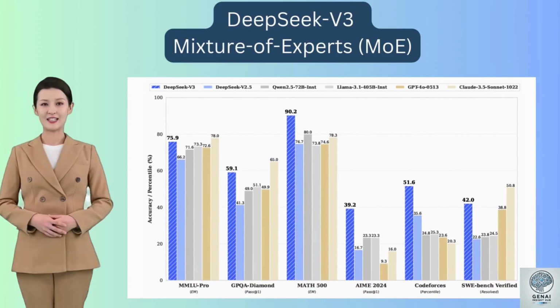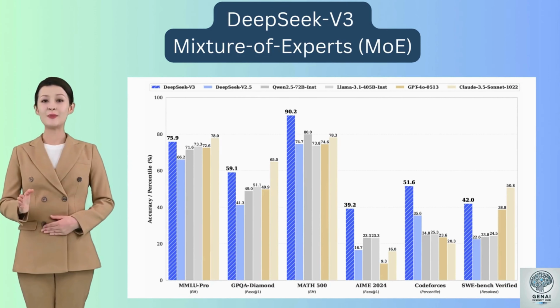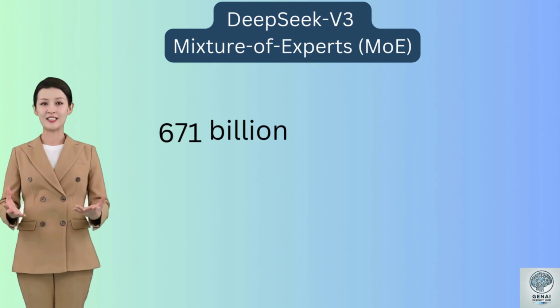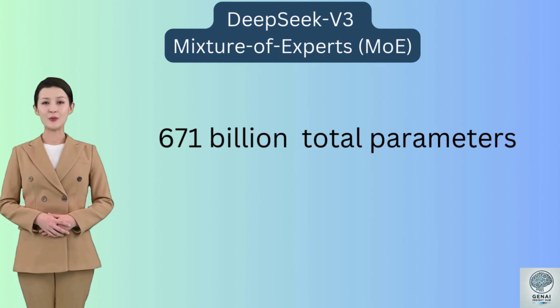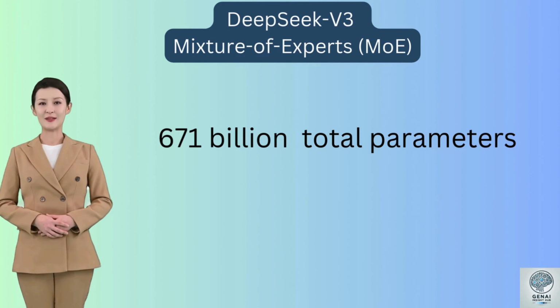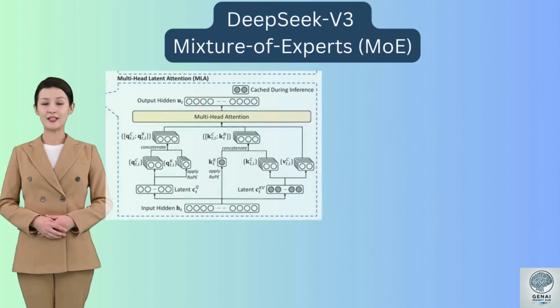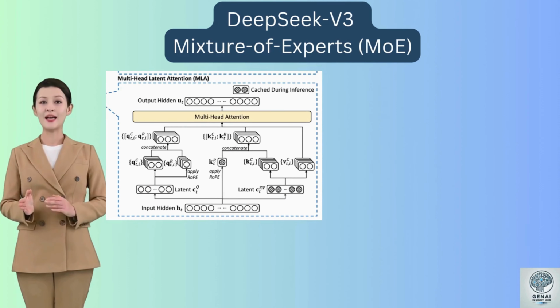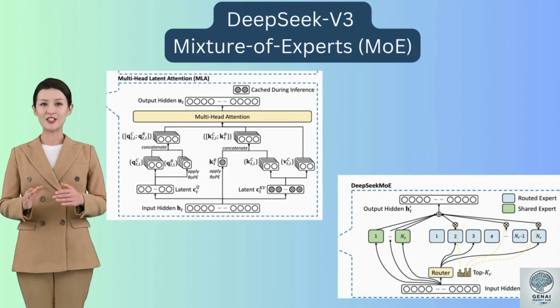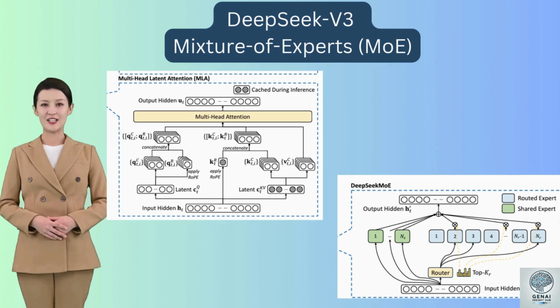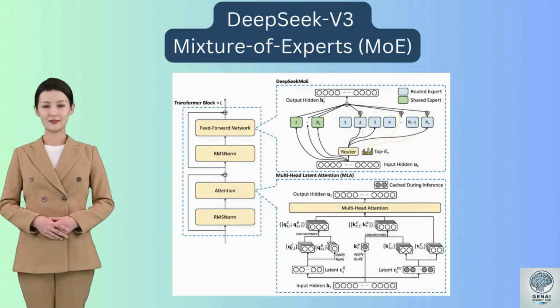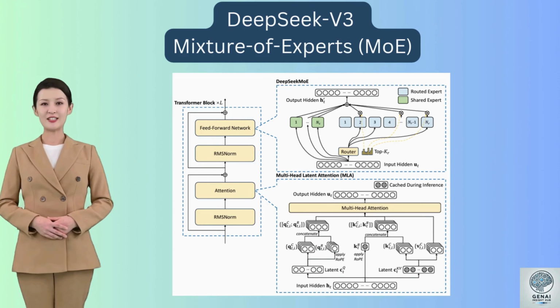DeepSeek v3 is a state-of-the-art mixture of experts (MoE) language model with 671 billion total parameters, of which 37 billion are activated per token. It incorporates multi-head latent attention (MLA) and DeepSeek MoE for efficient training and inference, continuing the architecture innovations of its predecessor, DeepSeek v2.